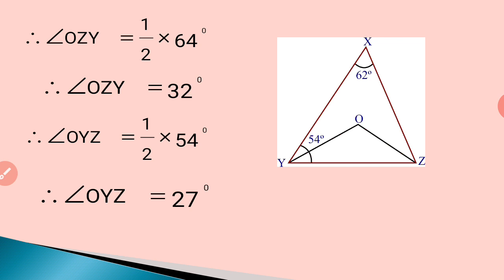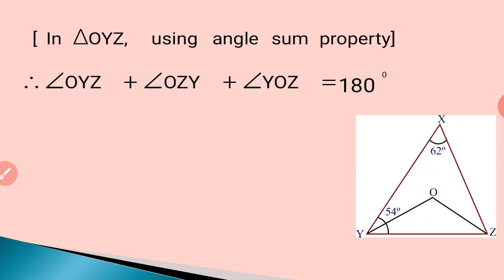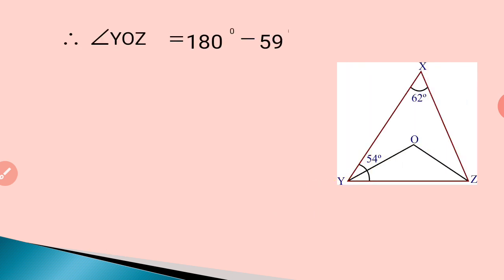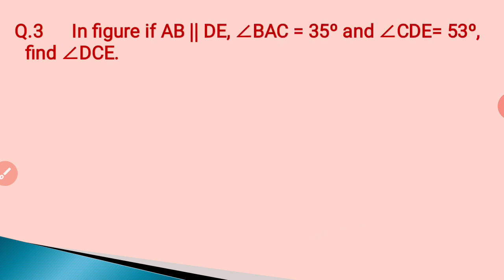So obviously we are going to use angle sum theorem. So let us proceed with it and let us get the value of the third angle. So here we have used the angle sum theorem and we have got the value of angle YOZ to be equal to 121 degrees. So this is what we were told to find out. Now with this, let's begin with the next question. That is question number 3.